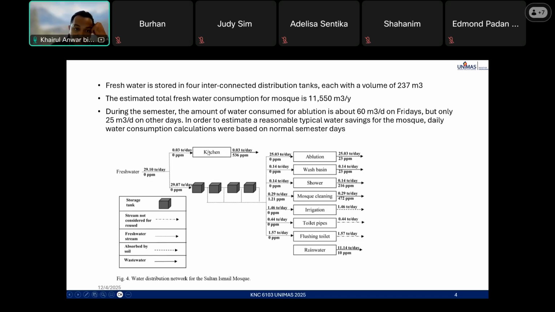Then 0.03 ton per day goes to the kitchen, sink and so on. After the kitchen, the concentration decreases to 536 ppm. Next, some 39.07 goes to the interconnected tank, four interconnected distribution tanks, each with 227 meter cube. This water is fresh water, 0 ppm. From there it is distributed to ablution, 25 ton per day. Ablution water is for the washing machine, shower, washing, cleaning, and so on.